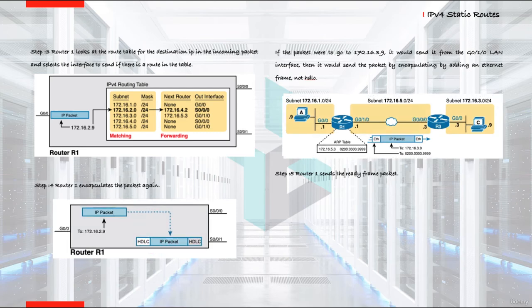In the last step, the router sends this packet that is ready. As for the packet at router 3, this router also forwards the packet to the respective host.